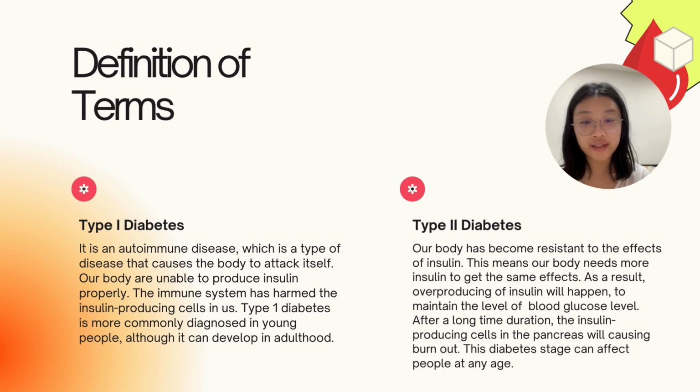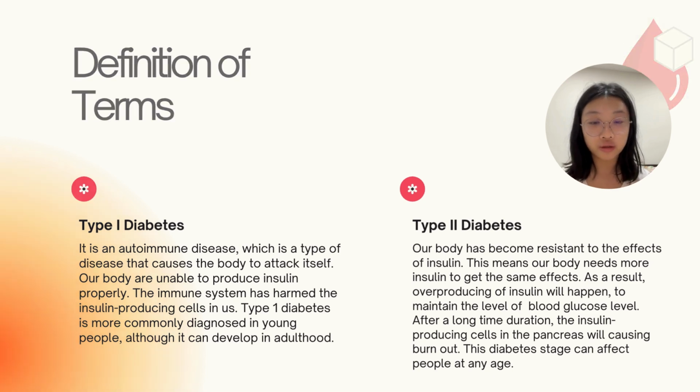Next is type 2 diabetes. Our body has become more resistant to the effects of insulin. This also means that our body needs more insulin to get the same effects. As a result, overproduction of insulin will happen to maintain the blood glucose level. After a long duration, the insulin-producing cells in the pancreas will burn out, and this type of diabetes can affect people at any age.